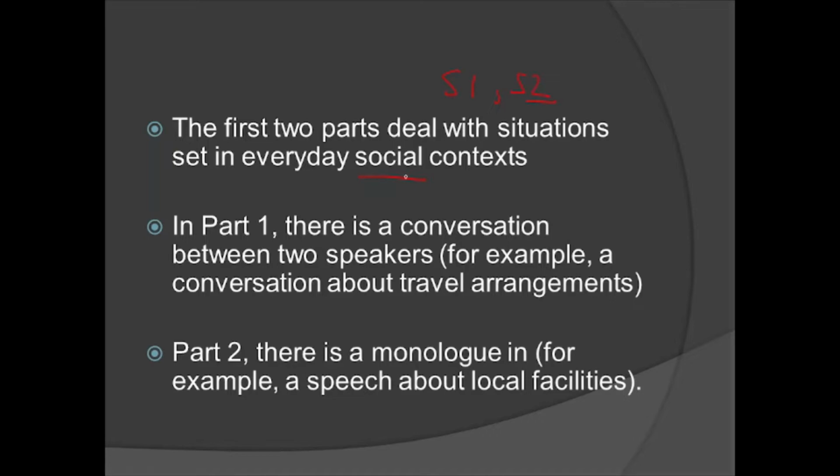In part 1, there will be a conversation between two speakers, for example a conversation about travel arrangements. You are calling some travel agency and want to book maybe a travel tour package, something like that. So it's that type of conversation, very basic. You will be able to follow these things very well because this happens in daily life. Part 2 will be a monologue, a speech about a local facility. So any type of instructions will be there.